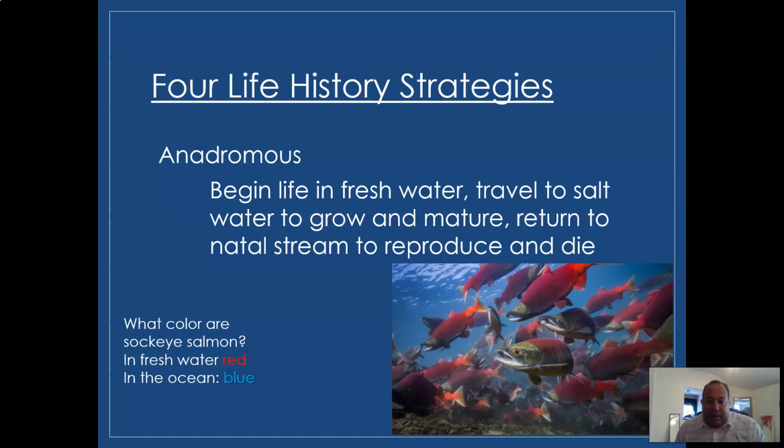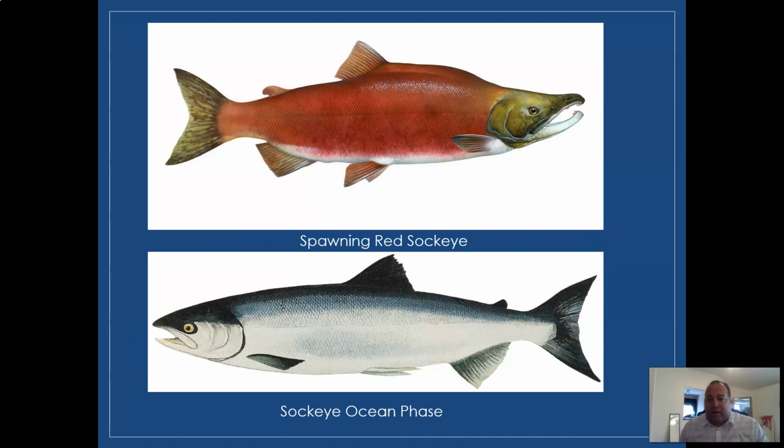And just an interesting little fact. When the sockeye salmon are in freshwater, they are red, like in this picture, but when they're in the ocean, they are actually a blue color. And so here is that difference. So you see on the top, that's the freshwater version of the salmon when it comes back from the sea, and then the ocean phase right there, that's the blue version of the same fish before it reaches maturity.